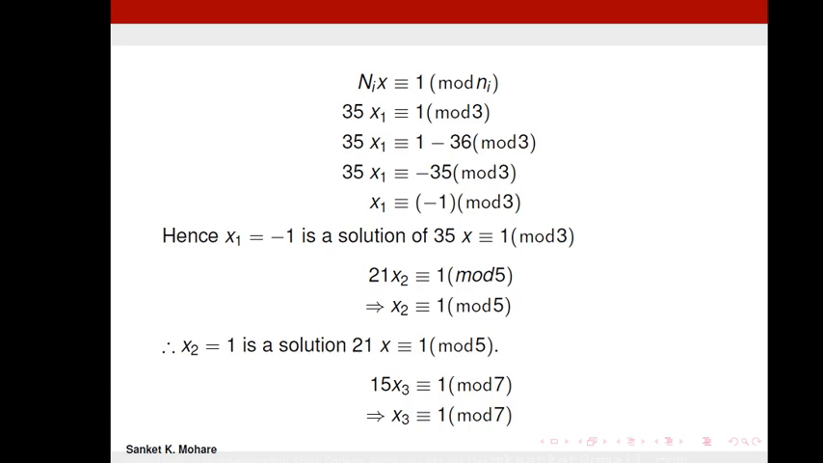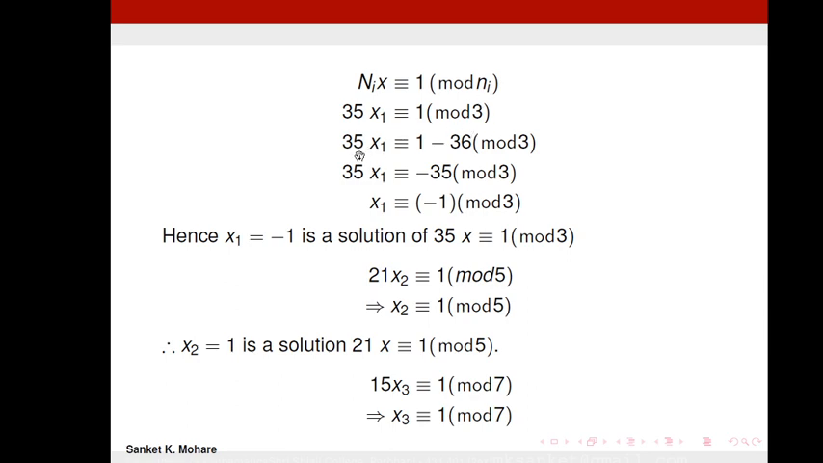So let's proceed. N_i x is congruent to 1 modulo small n_i, where i varies from 1 to 3. So for i equals 1, capital N1 x is congruent to 1 modulo small n1. The value of capital N1 is 35. So 35 x1 is congruent to 1 modulo 3, as the value of small n1 is 3.